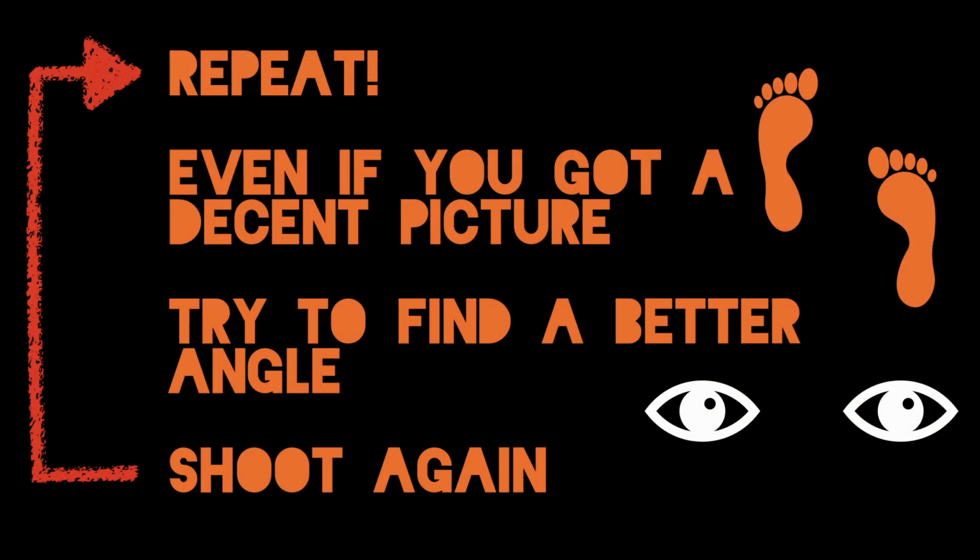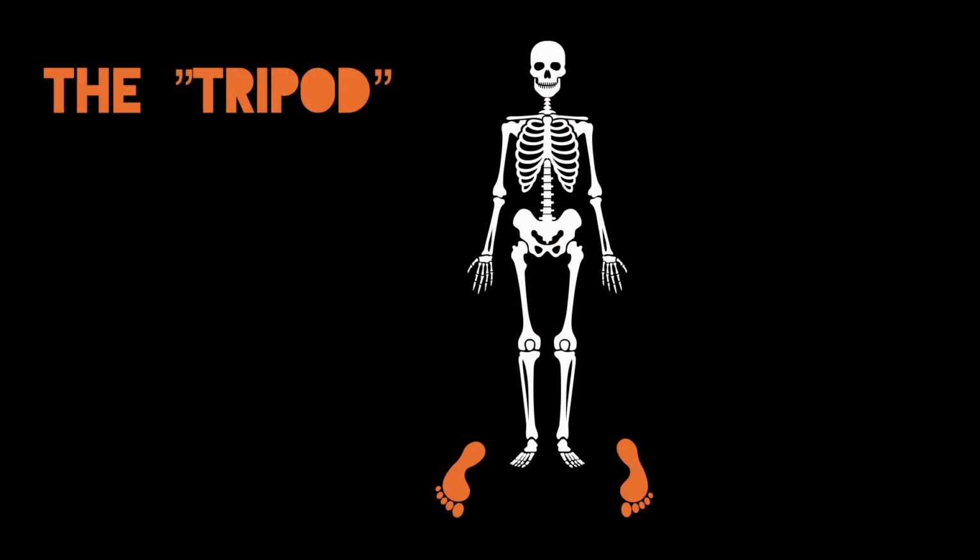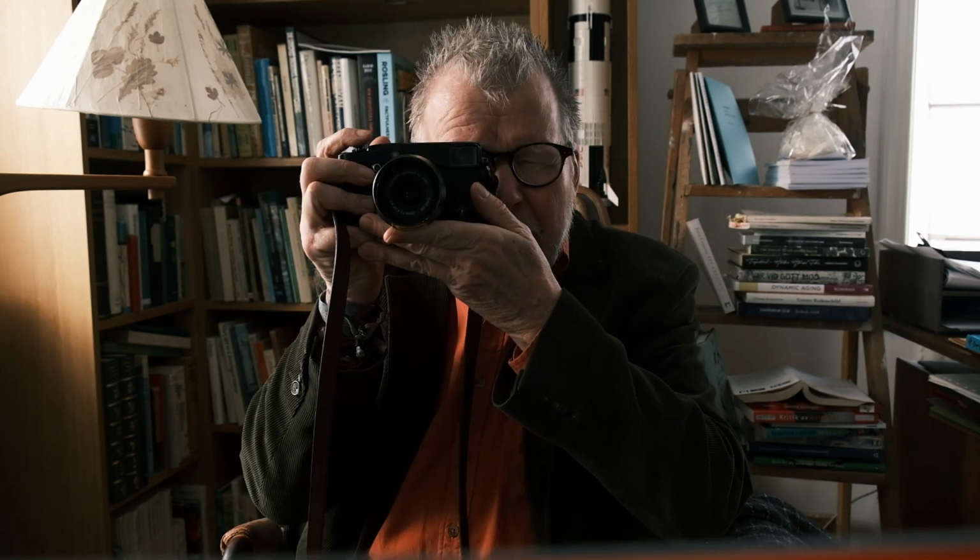That walking around doesn't end. Even if you got a decent picture, try to find a better angle and shoot again. And repeat that. You have to hold your camera steady. And for that, you can have an actual tripod, but you can use yourself as a tripod too. You put your feet slightly apart, the toes a little bit outwards, right hand on the camera, left hand under the lens, and pressing the camera slightly to your head. And take the shot.